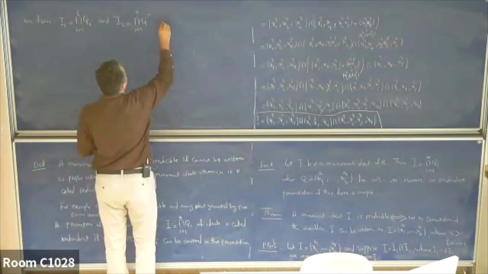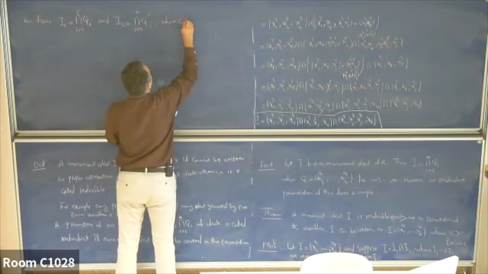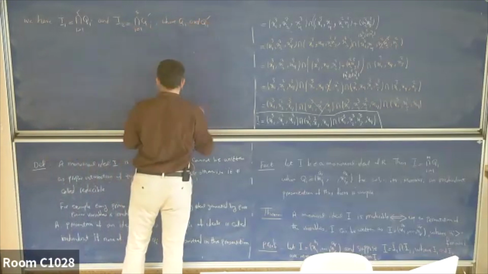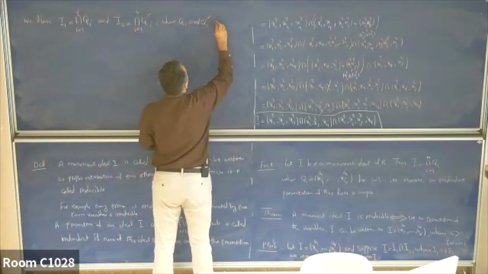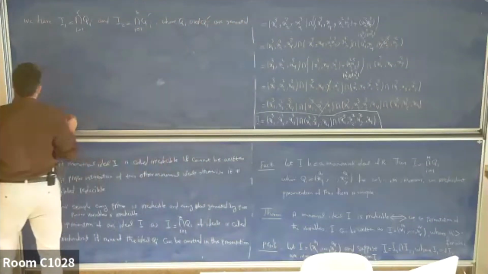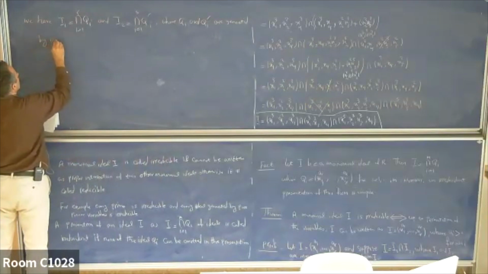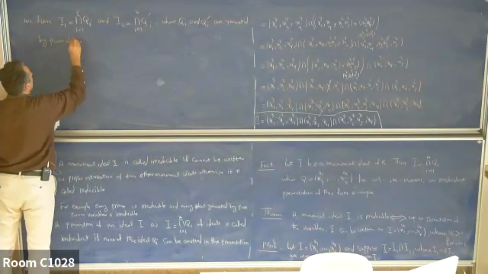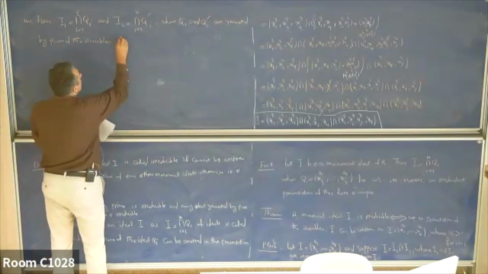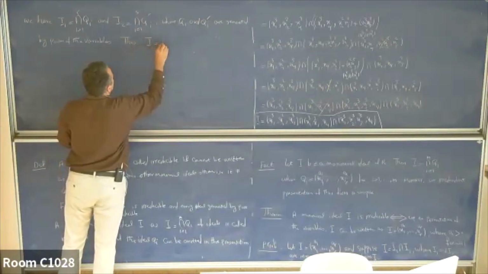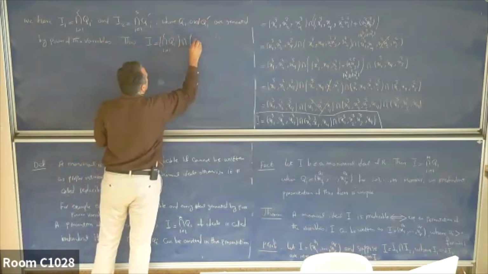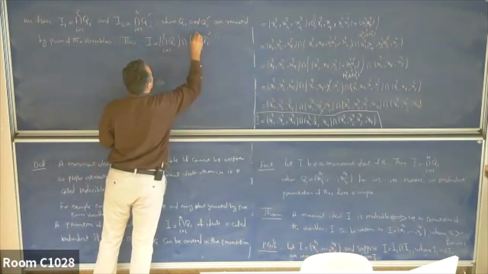Where Qi and Qi prime are generated by powers of the variables. Thus, I is equal to the intersection of Qi, i from 1 to r, and the intersection of Qi prime, i from 1 to s.